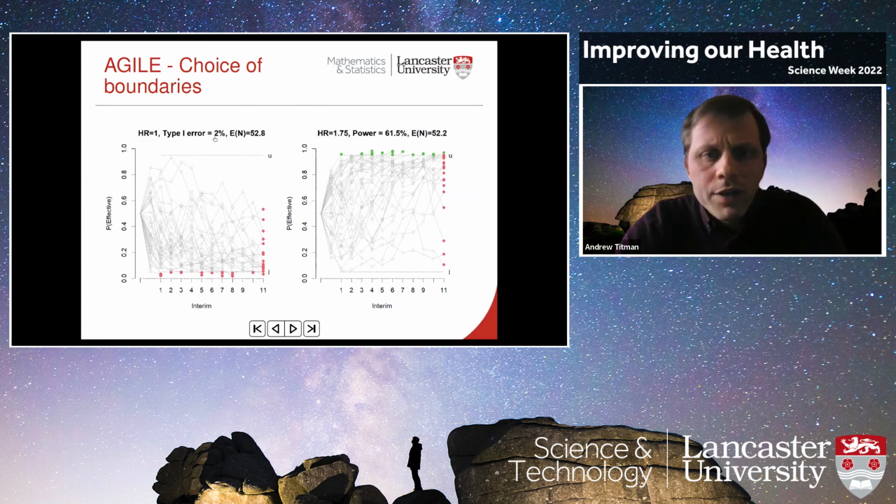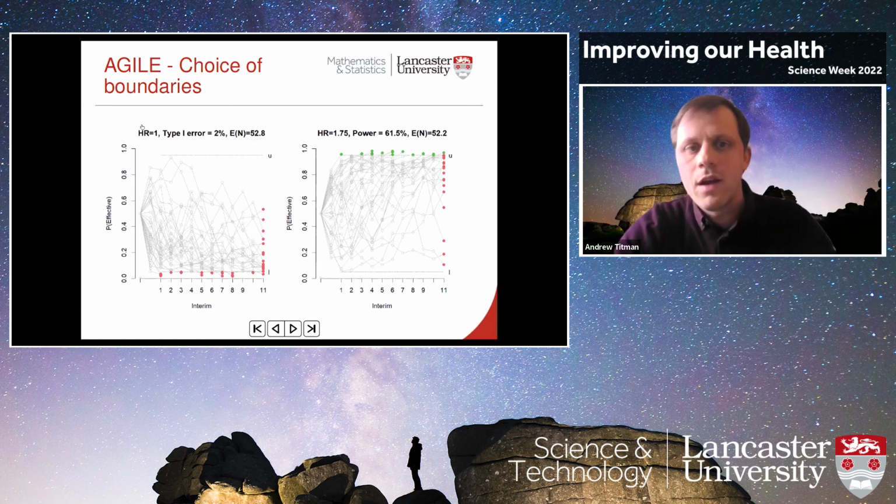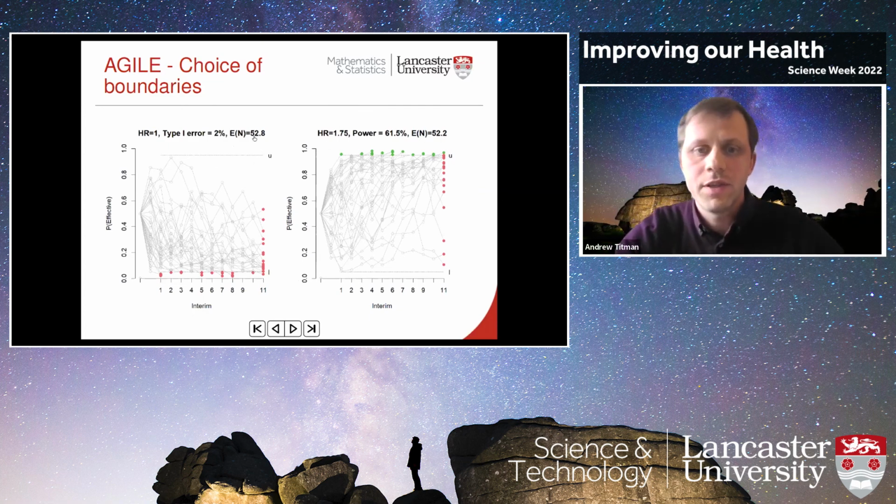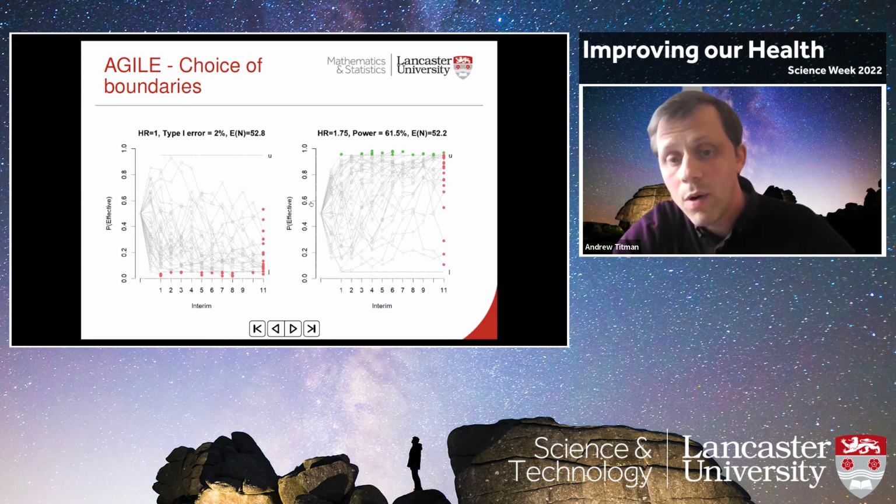And so what we're looking to do is to vary these boundaries to get the right type 1 error and power, and to also try to minimize the expected number of patients we need to get a result. So to start with, we've got a situation where we've got very high upper boundary, very low lower boundary, and we're getting too low type 1 error, too low power.